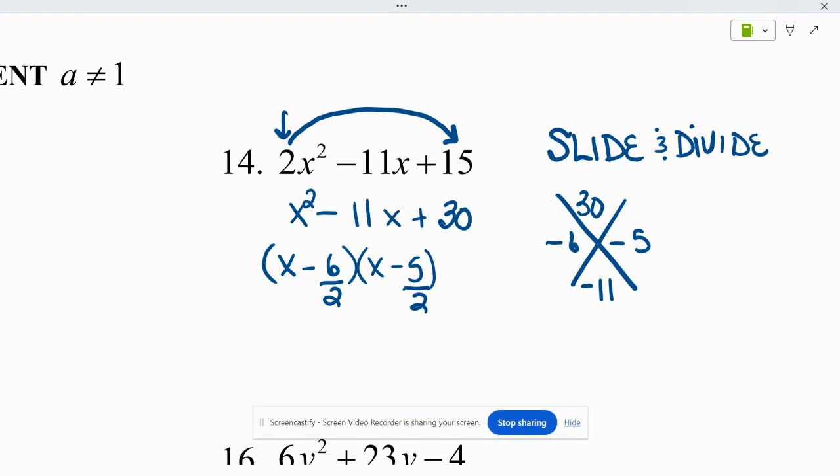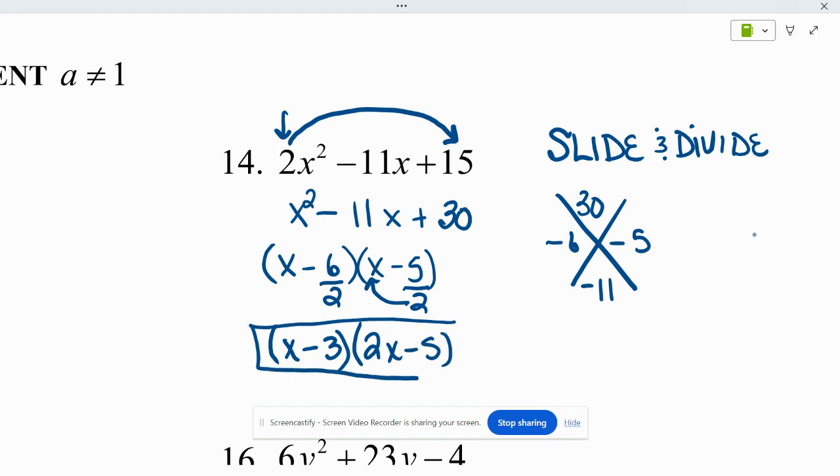Carla, what is negative 6 divided by 2? So that first factor becomes x minus 3. What is negative 5 divided by 2? Does that divide nicely? So what do I have to do with that 2? Put it in front of the x. Good job. 2x minus 5. That is slide and divide.